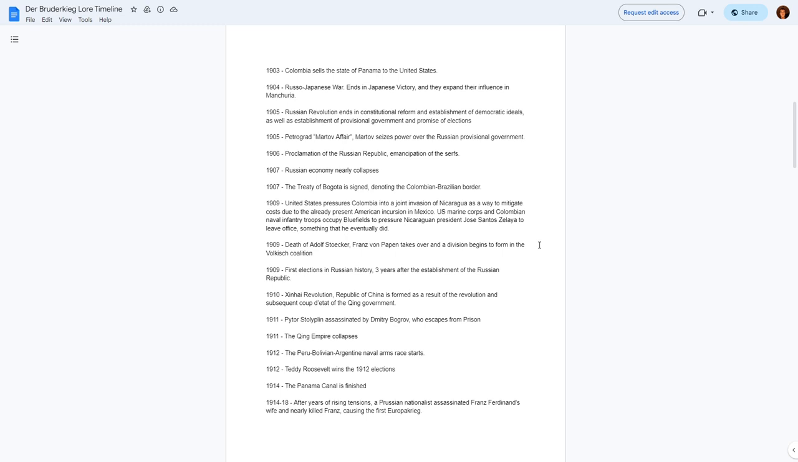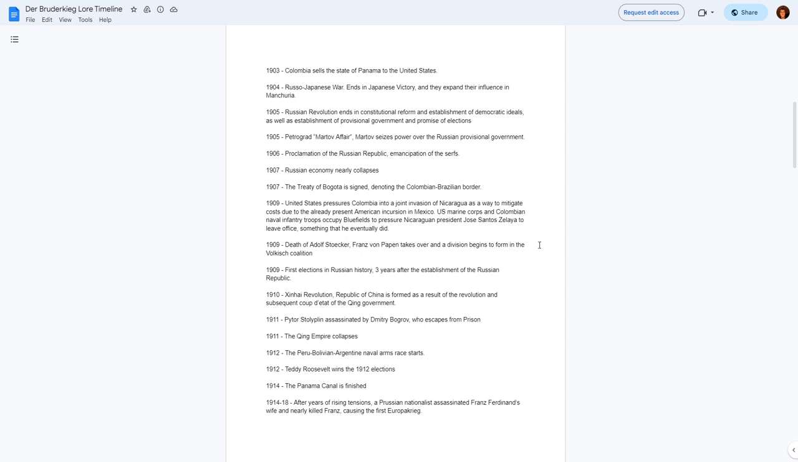Okay, 1905, Petrograd-Martov affair. Martov seizes power over the Russian provisional government. I guess that's probably the Der Bruderkrieg timeline analogue of both the Kornilov affair and the Stolypin coup. 1906, proclamation of the Russian Republic. Emancipation of the Serbs. Okay, so the monarchy just gives up. No war. Wow. Nearly half expect a civil war out of that.